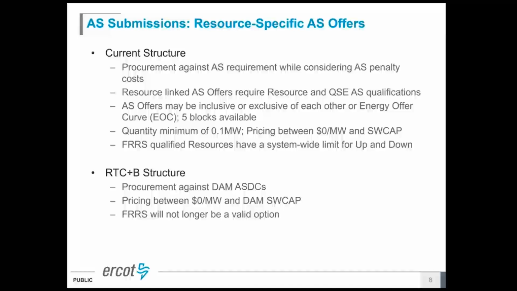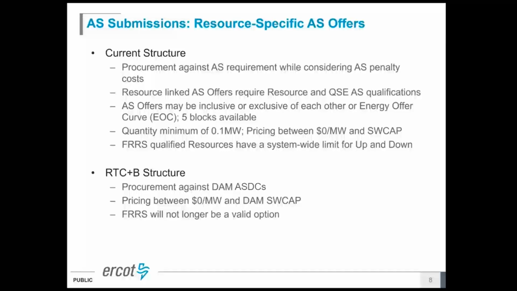In today's structure, we procure the AS requirement using resource-specific AS offers while considering AS penalty costs. Granted, both resource and QSE have to be AS qualified for an award to happen. QSEs may submit up to 5 blocks of resource-specific AS offers with or without an energy offer curve. Submissions have a minimum quantity of 1/10 of a megawatt and can be priced between $0 and the system-wide offer cap. Fast Responding Regulation Service, FRRS, are allowed today, but do have system-wide limits.